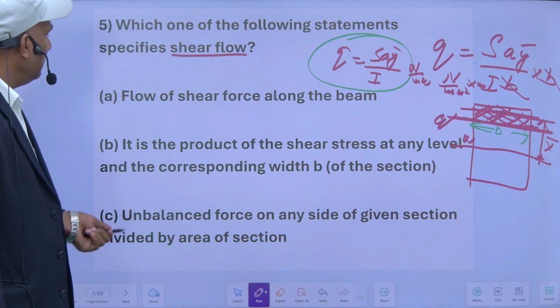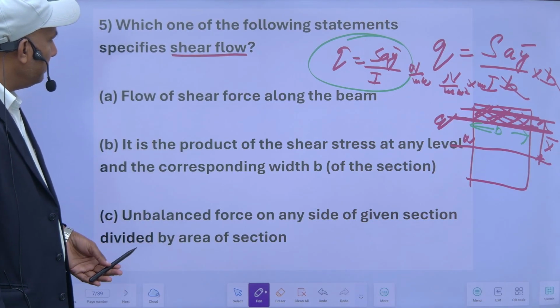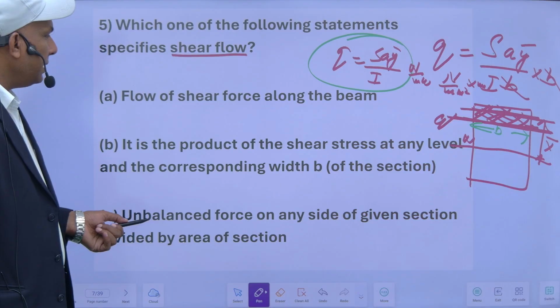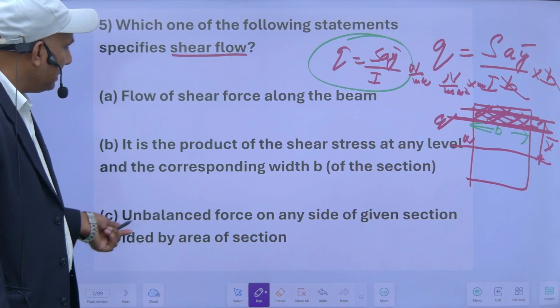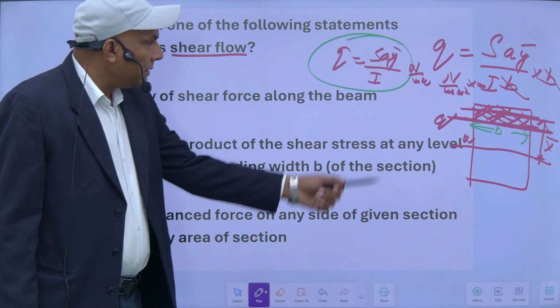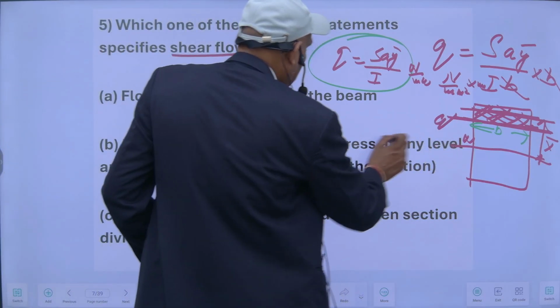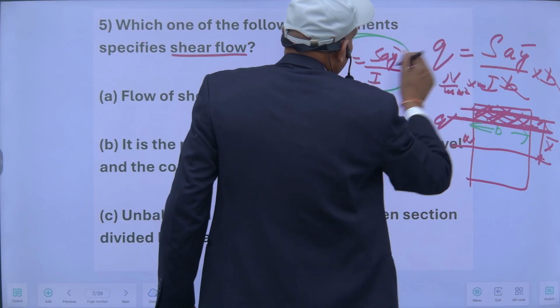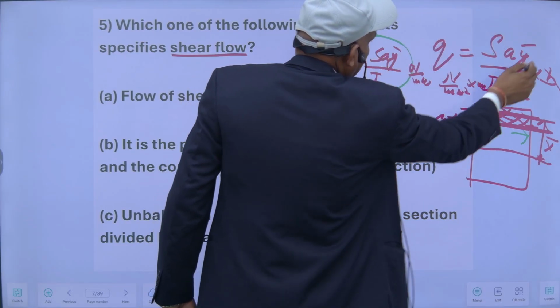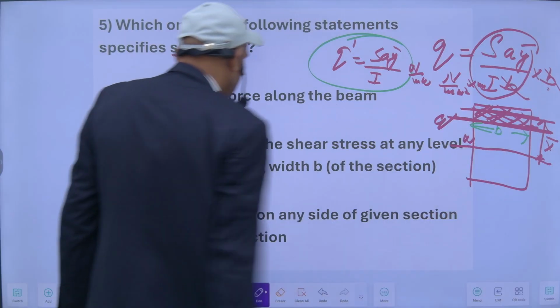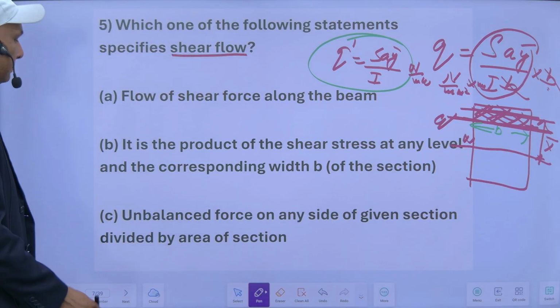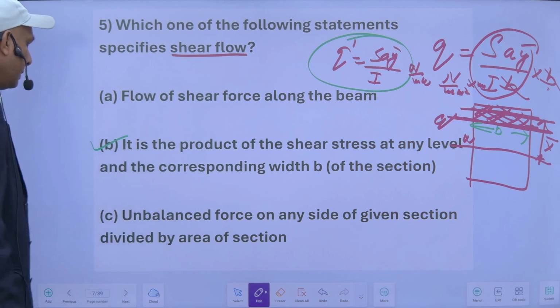So the flow of the shear force along the beam is the product of the shear stress at any level and the corresponding width of the section. This one is the shear stress, and so this is Q dash. This is the shear stress into B, the width of the section. So this one is the right option.